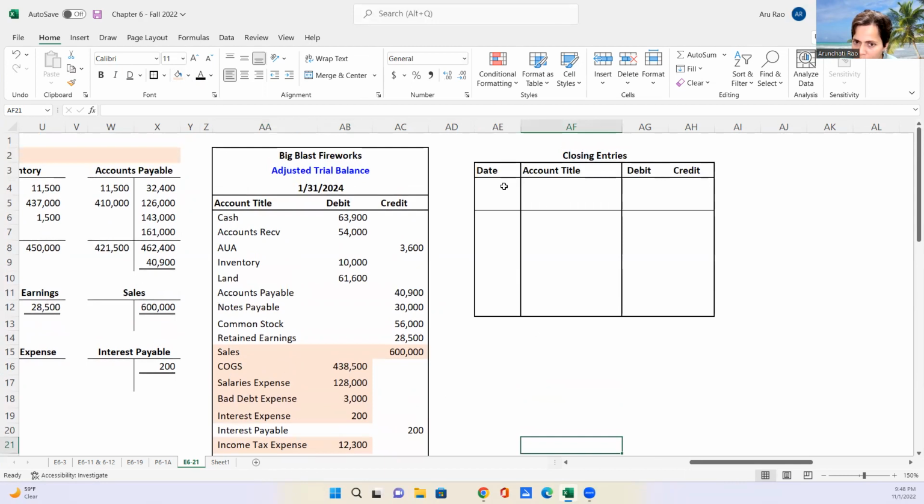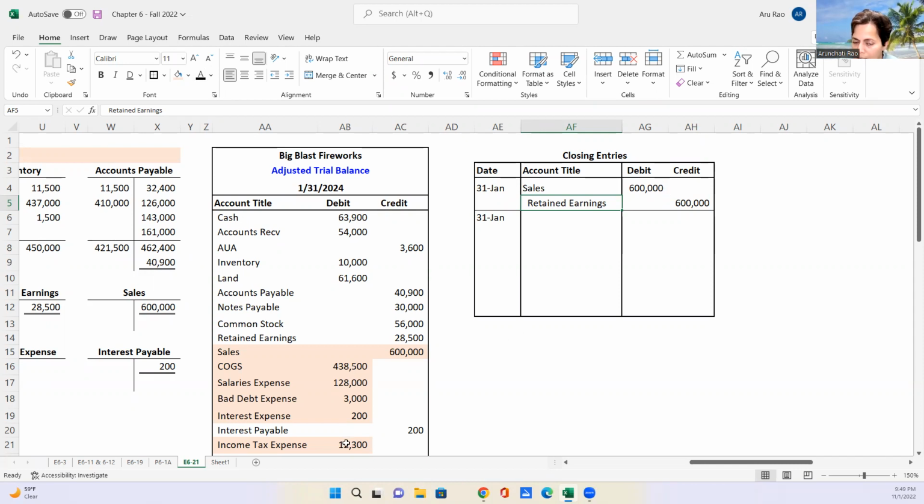So how do we close them? Again, they're done on January 31st. Sales has a credit balance, that's a normal balance. To close it, I need to debit the sales account $600,000. I'm going to transfer that amount into retained earnings because remember, revenues are really an owner's equity account. So I credit retained earnings and I debit sales. So sales now has a zero balance. After I post this journal entry, sales is going to be at zero.